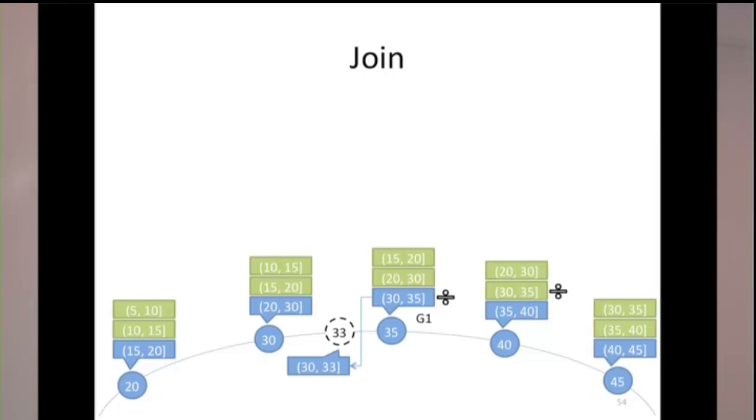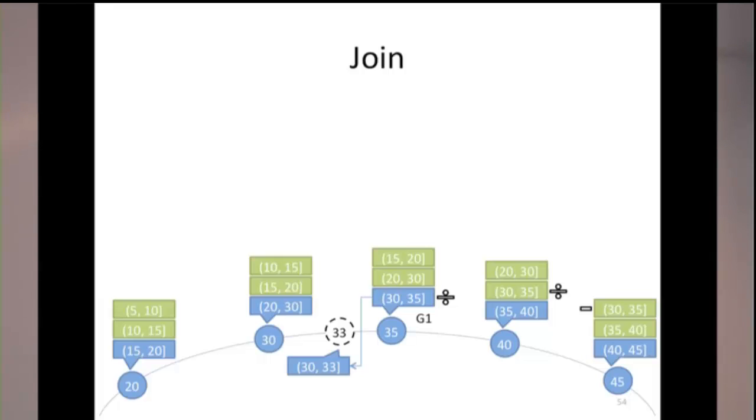This guy should remove some keys, because now he should replicate only 3 nodes, right? So he should replicate his responsibility. What is the responsibility of this guy? His responsibility was 30 to 35, but it has changed now. It has become from 33 to 35. So he should remove some of the keys. He should remove keys from 3 to 33. He does not need to store them anymore.